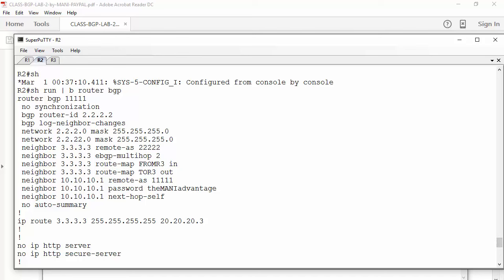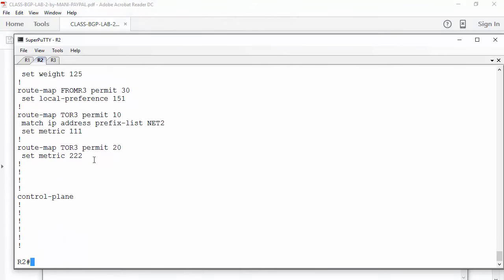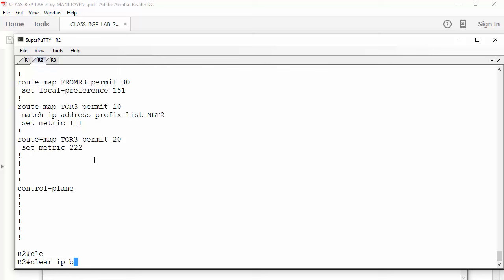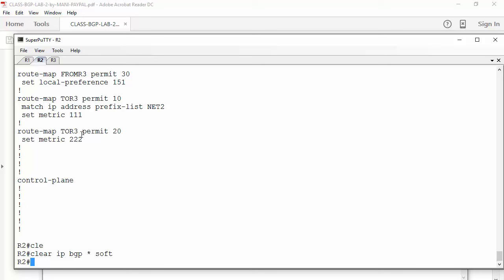So let's go and verify whatever we did. Whenever I do a change on any router, I'm going to type the command clear ip bgp * soft. So that means this is soft in and out. If I type show ip bgp, even before I look, if everything is good, 3.3.3.0 should be coming with a local preference of 150, and 33.33.33.0 should be coming with a weight of 125. Let's check.